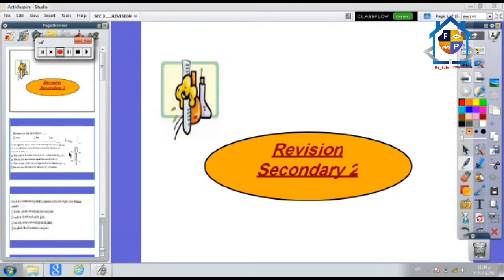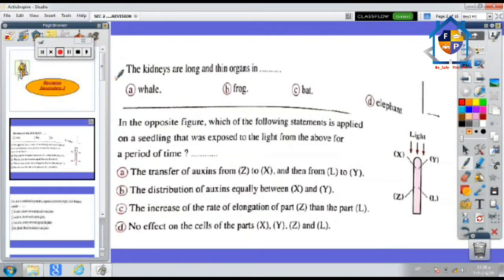Let's start. Number 1. The kidneys are long and thin organs in. We know that the kidneys are long only in lower vertebrates like amphibians, and an example of amphibians is the frog. So we will choose frog, as amphibians are lower vertebrates which have long and thin kidneys.